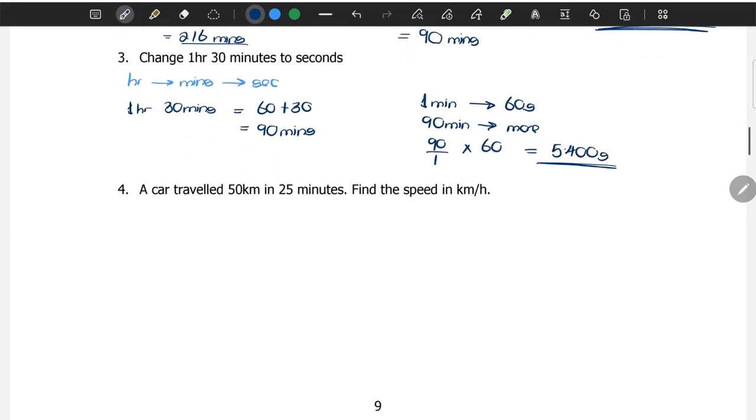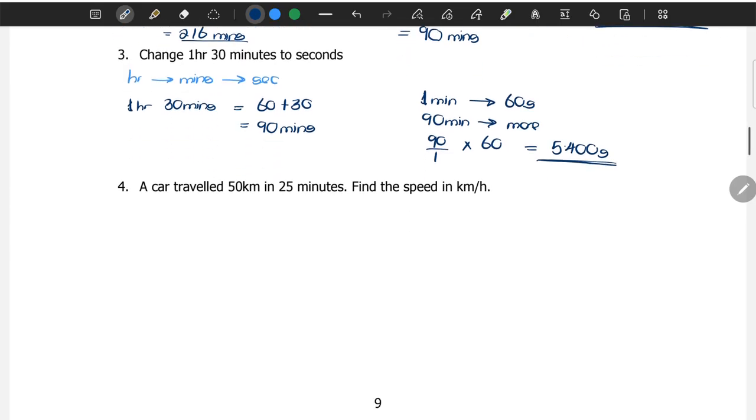And that's our answer. The next question says, a car traveled 50 kilometers in 20 minutes. Find the speed in kilometers per hour. So the hint is "per", it means divided by, in kilometers per hour, right? So we already have the distance in kilometers, which is great, but now we need the time in hours.